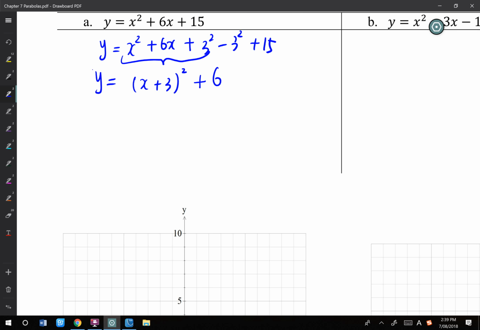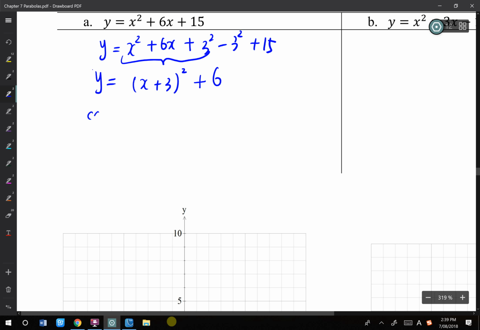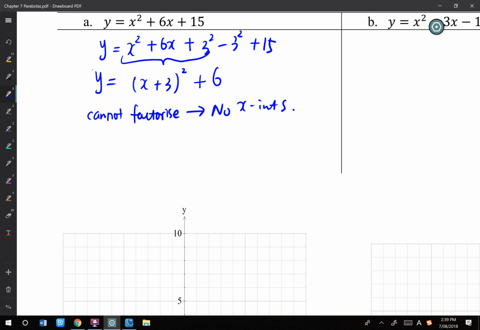Okay, next question is, can I factorize? Is this turning point form already? Yes. Can I factorize? No. Okay, if I can't factorize, it means no x-intercept. Well, if I can see from the turning point directly that I can't factorize, it means I have no x-intercept. You have no x-intercept. I don't need to work it out.